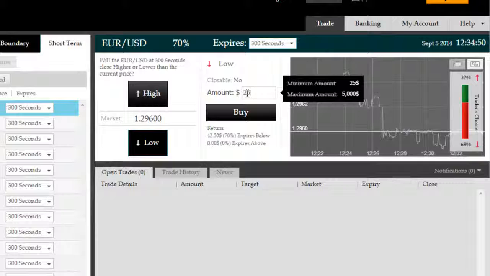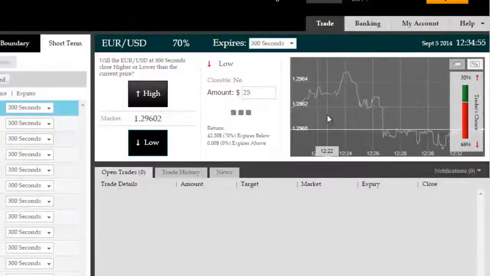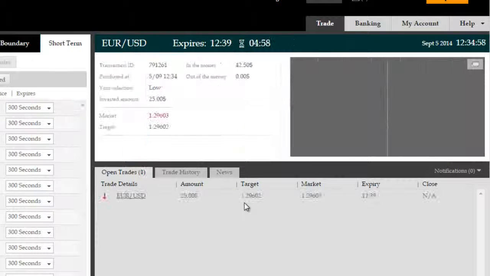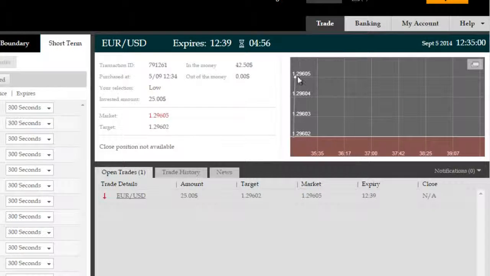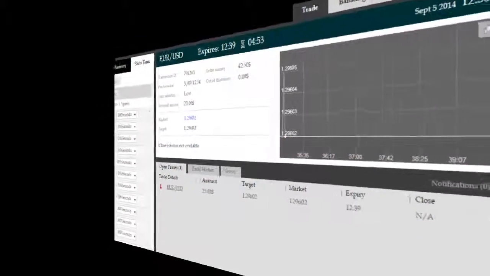Ideal trade setup. So we're going to go for a low trade here with a $25 investment and execute at 55 seconds. Once we're into the trade, we will come back to you just before expiry to see how the trade has panned out and keep going for a few minutes here.